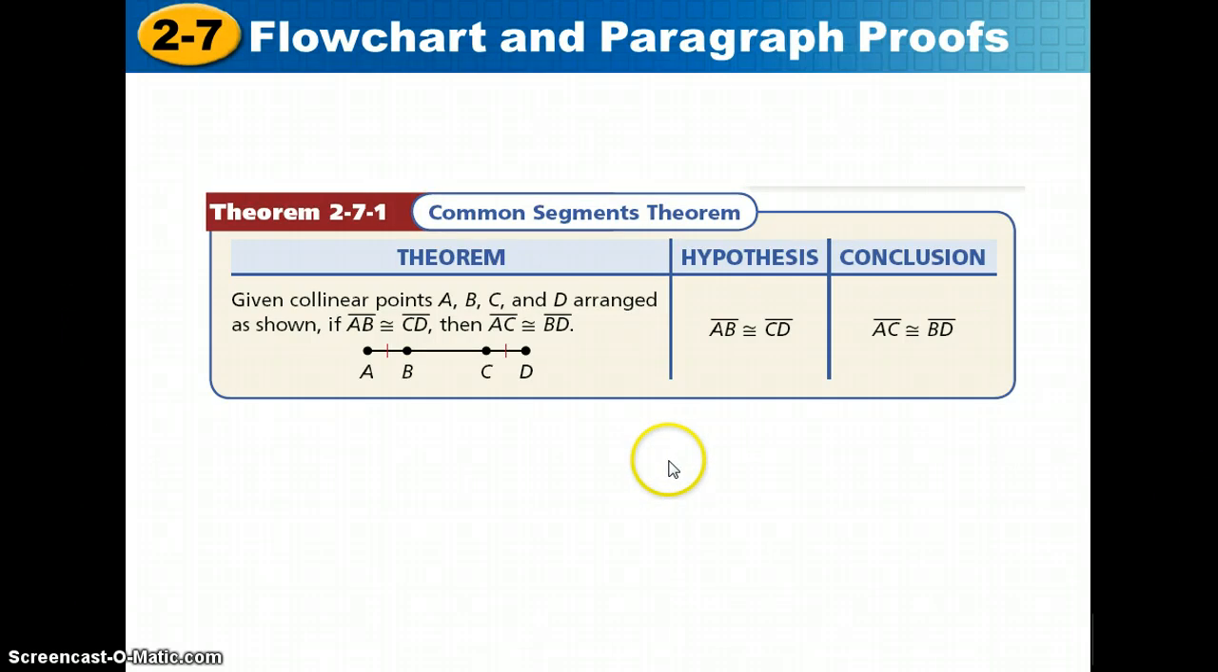One of the theorems we will be discussing in this chapter is the common segments theorem. It states, given collinear points A, B, C, and D arranged as shown, if AB is congruent to CD, then AC is congruent to BD. What that says is, in a segment arranged like this, if segment AB and segment CD are congruent, we have this common segment BC that allows AC to be congruent to BD. And we'll look at a proof of this statement later on in class.